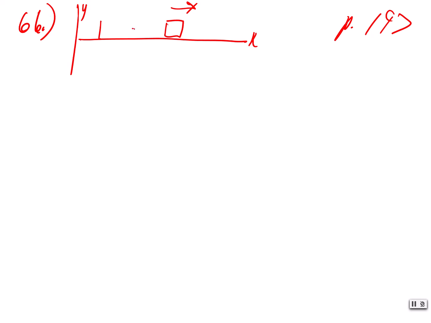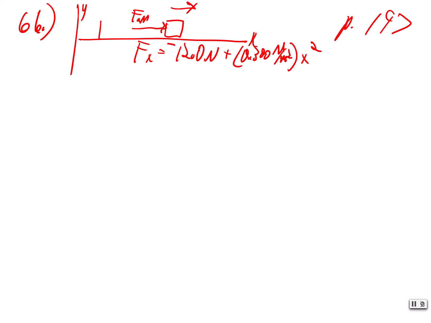And the force applied to it is this function right here. F of x is equal to negative 12.0 newtons, that's a negative, plus 0.300 newtons per meter squared, x squared. And that force is applied to the 5 kilogram object, so the mass is 5 kilograms.